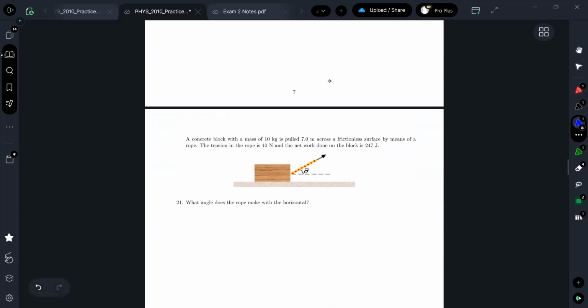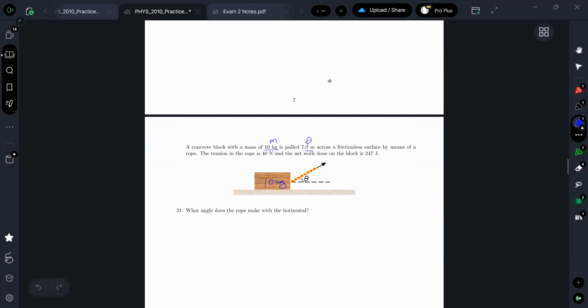A concrete block with a mass of 10 kilograms. So that's a mass. Label that on here as well. Pulled 7 meters. That's a distance, or the size of the displacement, the magnitude of displacement.